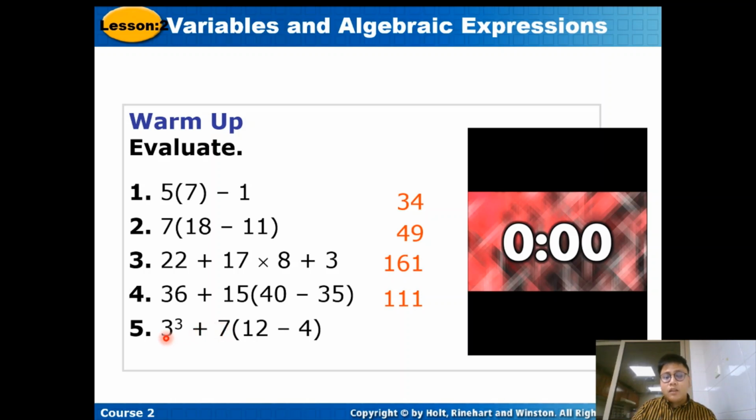Then simplify 3 to the third power. If you simplify 3 to the third power, it's just like writing 3 times 3 times 3, so that's 27. 27 plus the product of 7 and 8, which is 56, is equal to 83. Now count the number of checks you have, write it in your notebook, and send it in the assignment portion of your Google Classroom. Attach it there and I will be checking it. I'll be recording them later.